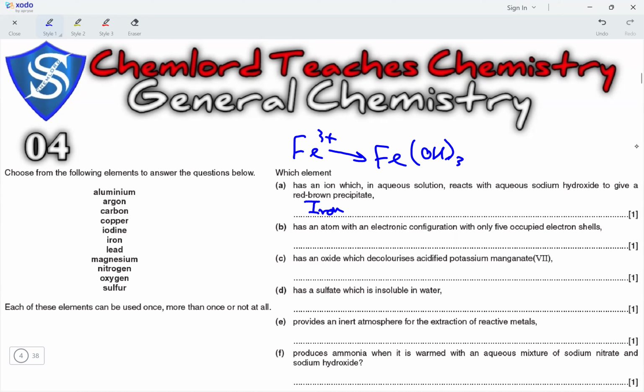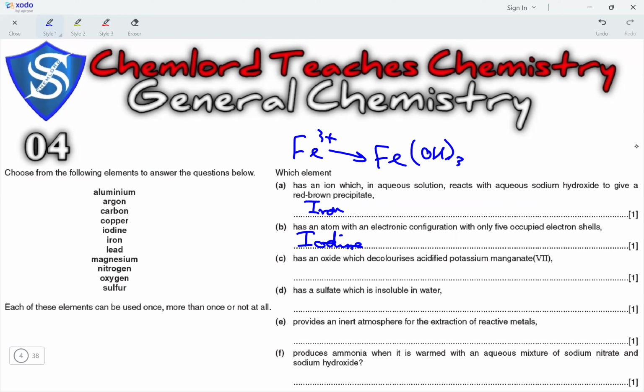Next, we've got has an atom with an electronic configuration with only 5 occupied electron shells. So, some element that has 5 occupied electron shells would belong to period 5. So, out of the given elements, the one that would belong to period 5, looking at the periodic table, would give us the answer as iodine. Iodine belongs to period 5 of the periodic table.